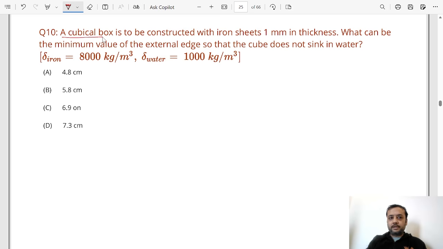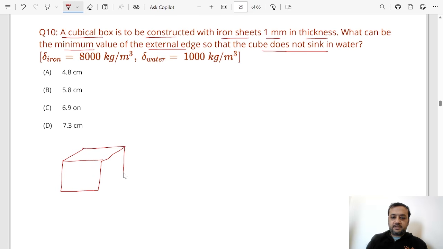In this question, there is a cubical box which is to be constructed with iron sheets of 1 mm thickness. What is the minimum value of the external edge so that the cube does not sink in water? So now what is happening here is that basically there is a cubical box. Now we have to construct this with an iron sheet of thickness 1 mm. And what should be the minimum value of this external edge A so that the cube does not sink in water?